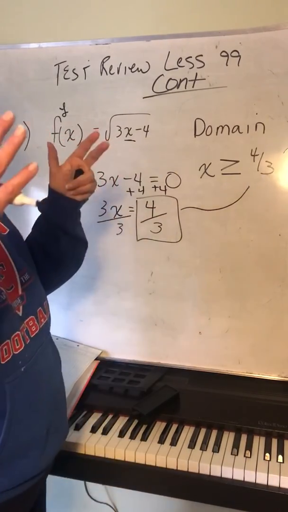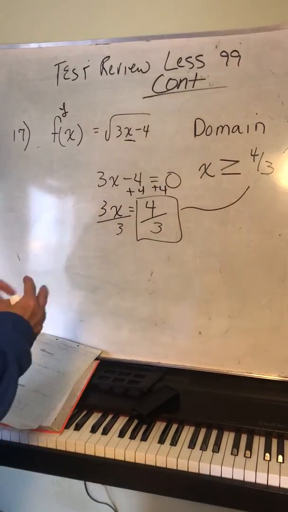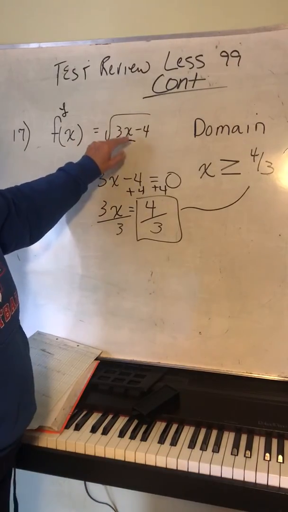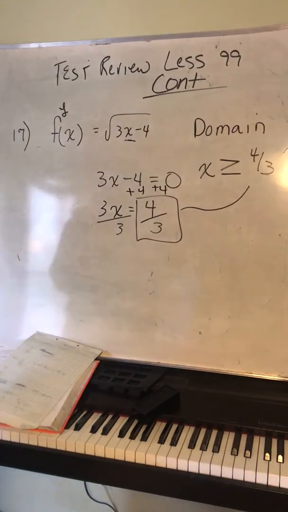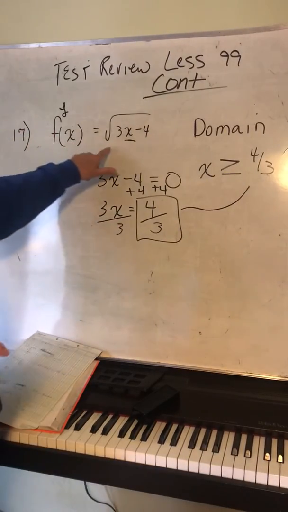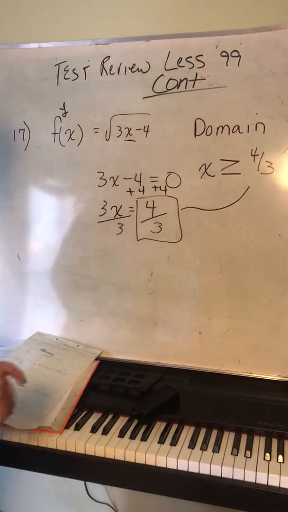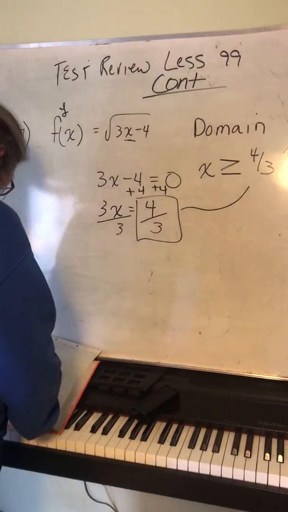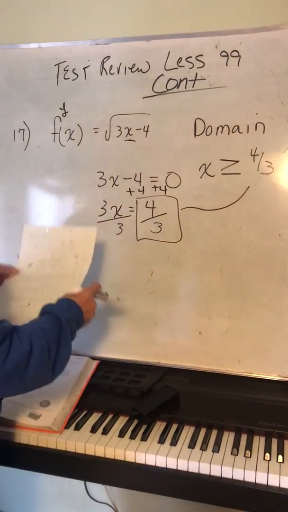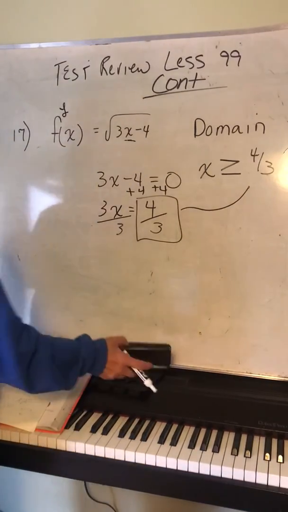When you're graphing it, which is beyond the scope of this class, this can't be negative under here. As you go on in Algebra 2, you will see why. But right now, you just have to remember this cannot be negative under the square root sign for a function.